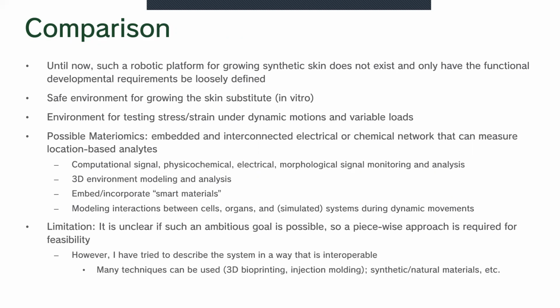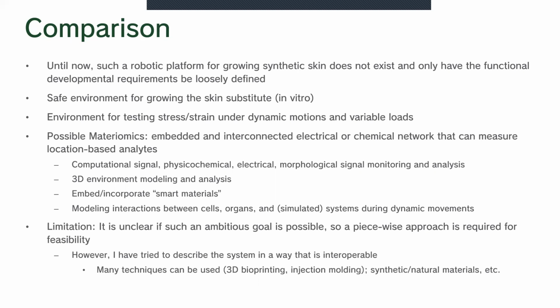I would also like to expand it, incorporating more material omics, because I think we have an opportunity to do so. Here we can embed some interconnected electrical or chemical networks that can measure location-based analytes. Maybe you want to measure the O2 concentration or the temperature, the stress and strain in a certain area. We could generate, like we know the nerve network or a blood vessel network, another network that's just used for collecting telemetry.